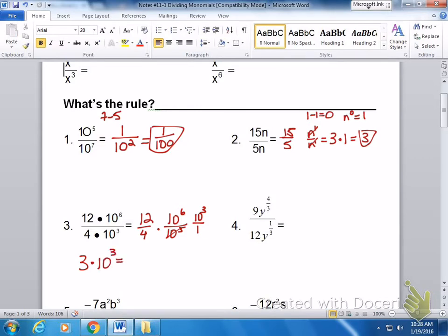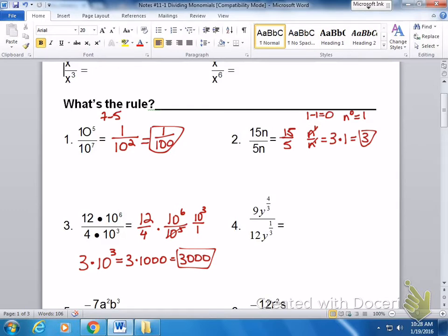Again, we could put that in our calculators. 3 times 10 to the 3rd is really 3 times 1,000, which is 3,000. But again, you could have written out the 6 tens and the 3 tens and canceled that way. You would have still had 3 tens left in the numerator.